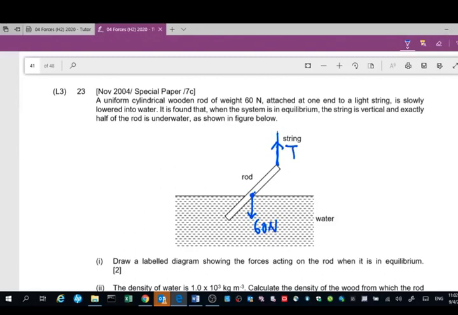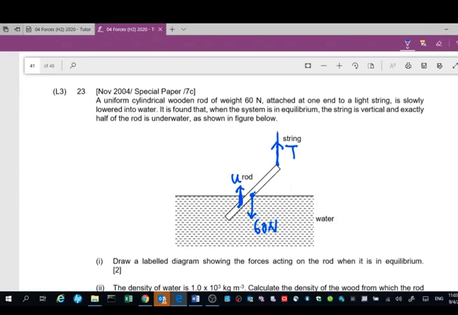And obviously the third one is the upthrust for this portion that is underwater. So exactly half of the length is underwater. So at half of the half here is the upthrust acting, pointing upward. Okay, so these are the 3 forces acting on the rod here.